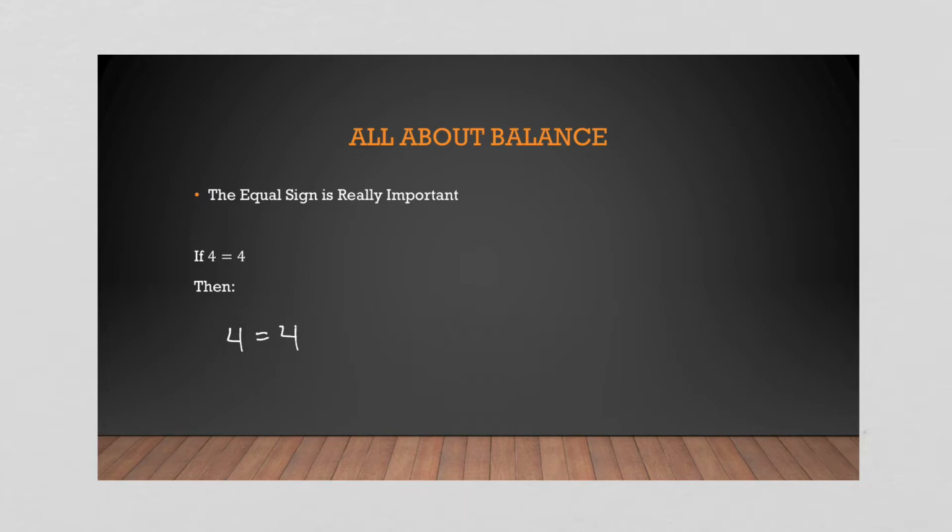So what we can do is we can do things to either side as long as we do the same thing. So if I added 2 to the left side, they're no longer balanced. So what do I have to do? I have to add 2 to the right side. If I subtracted 2 from the left side, I would have to subtract 2 from the right side because they're not going to be balanced if I don't do the same thing.